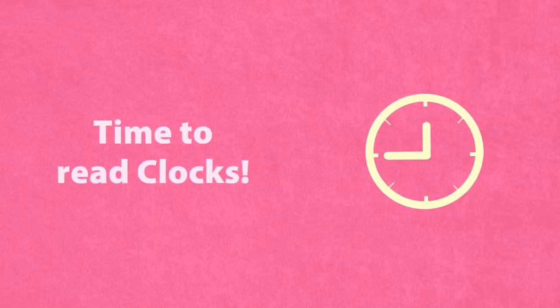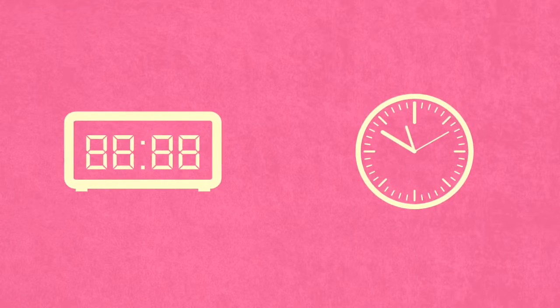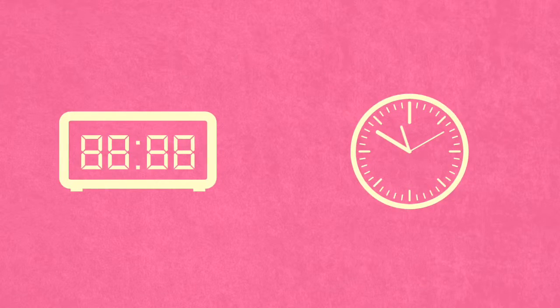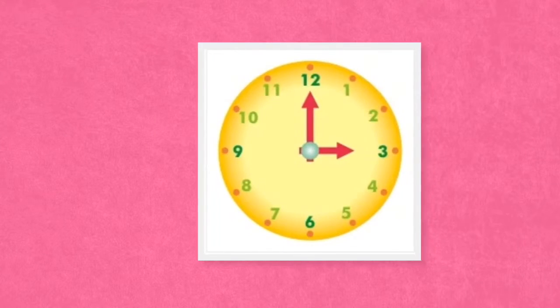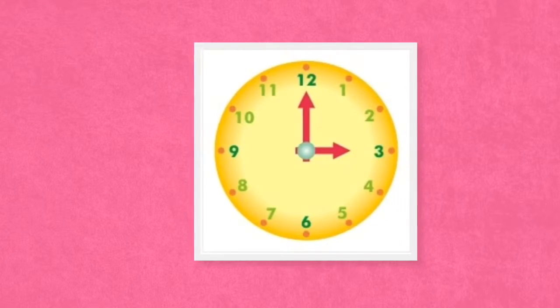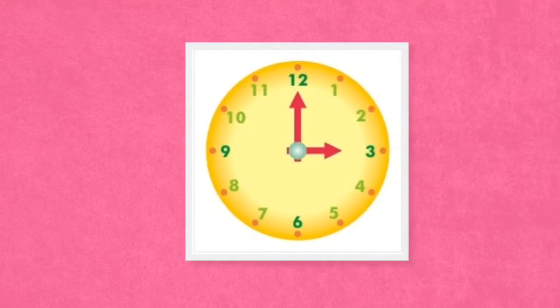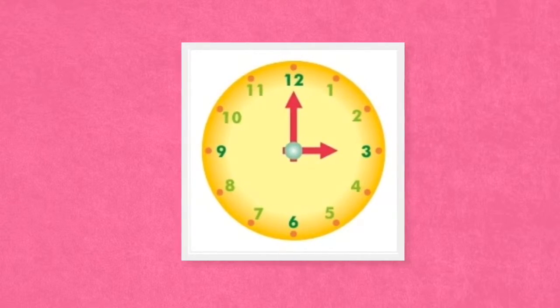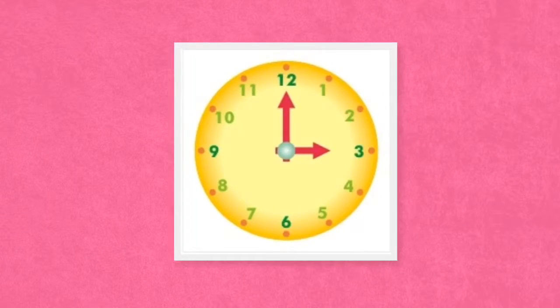Today we're going to learn how to read analog clocks and digital clocks. The clock on the left shows a digital clock. The clock on the right is an analog clock. On the clock there are 60 minutes. 60 minutes equals 1 hour. Make sure to review your numbers from 1 through 60 so that you're able to read both the digital and the analog clock.